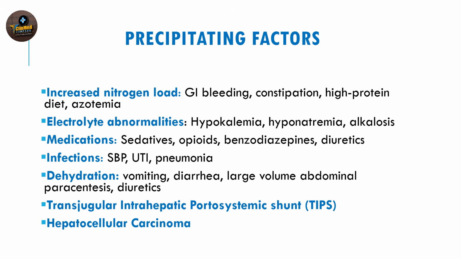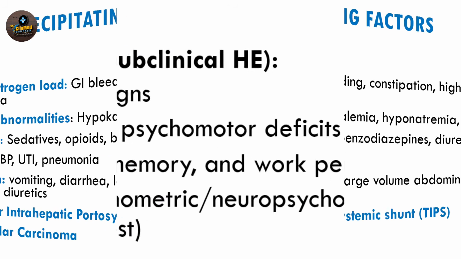Infections like spontaneous bacterial peritonitis, urinary tract infections, and pneumonia. Dehydration due to vomiting, diarrhea, or large volume abdominal paracentesis. Diuretics also would cause dehydration. Other precipitants include transjugular intrahepatic portosystemic shunts and hepatocellular carcinoma.